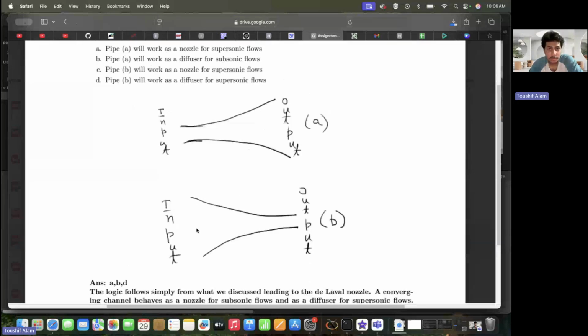So these are some model questions. I'll come back to it later again.